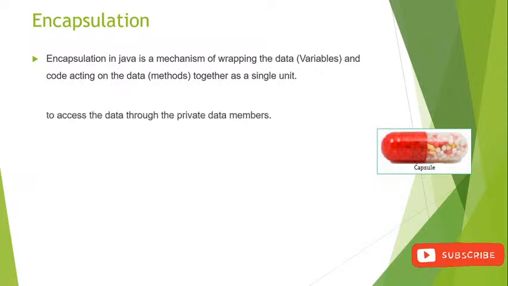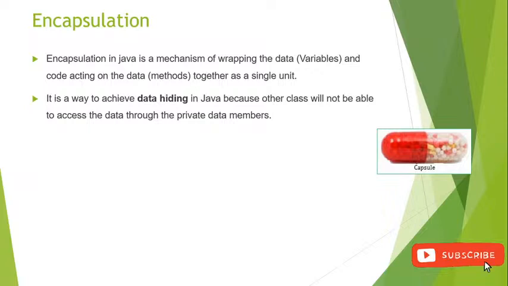Okay, simple. After that, it is the way to achieve data hiding. This is the way to achieve data hiding in Java, because another class will not be able to access the data through the private data members. Means what we will do here is make all the fields private.